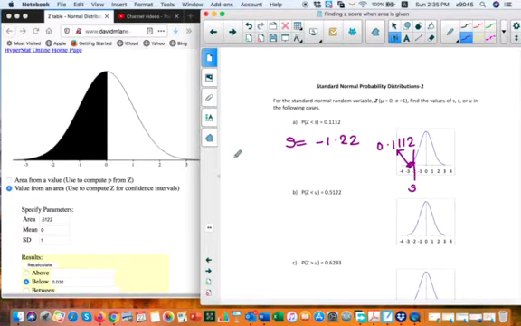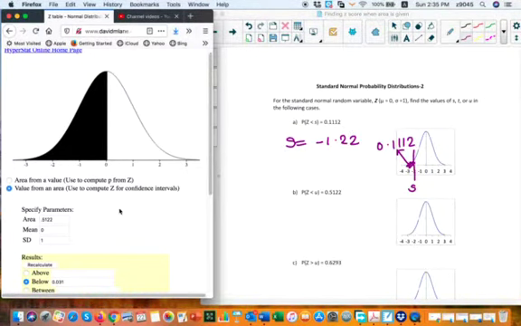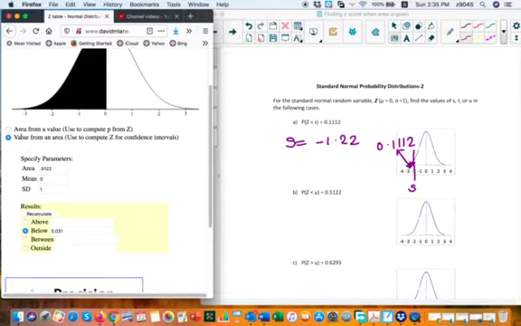Let's see if the same is correct with the calculator also. Now here, when we are using this table or when we are using this calculator, we need to find the value when the area is given. So we are computing z-scores, and the area given is 0.1112. Mean is 0 because it is standard normal distribution. Standard deviation is 1. Calculate. So this is the area below minus 1.22. So the value of s is minus 1.22, which is correct. So we get the same value, either we use the table or we use this calculator.